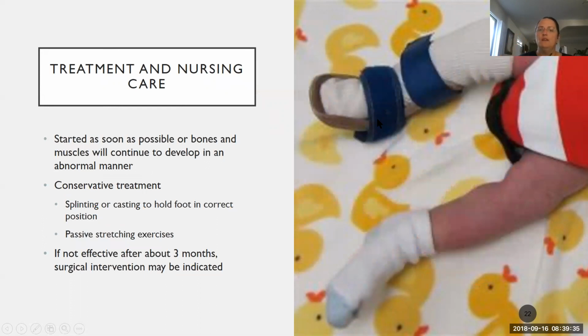We can help fix this in just about 3 months. If we don't fix it in the first 3 months, then surgery is most likely going to be necessary because it has calcified and formed that way. Also, passive stretching exercises. This is when you have a good occupational or physical therapist that will help the parents develop this plan. I've seen some pretty severe deformities that are completely fixed by utilizing some good splinting and some exercises within the first couple of months.